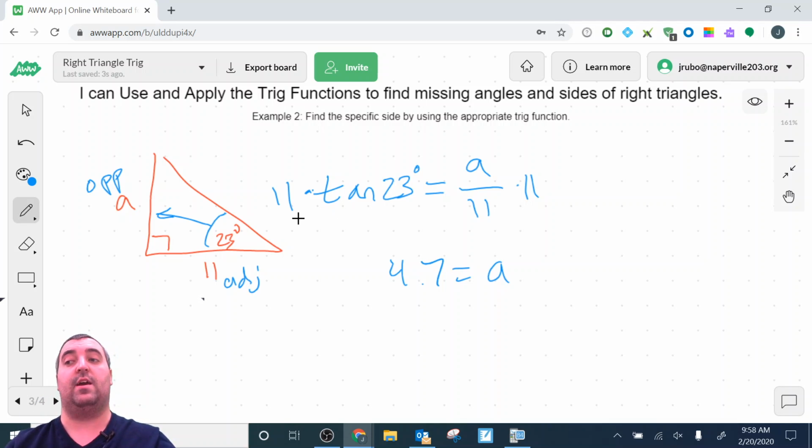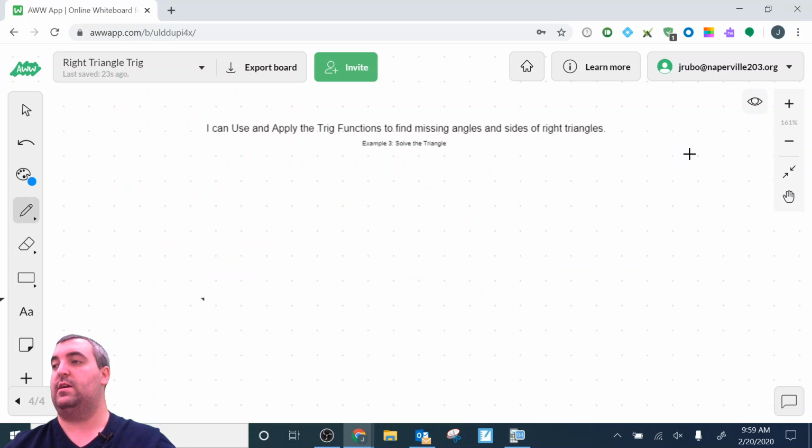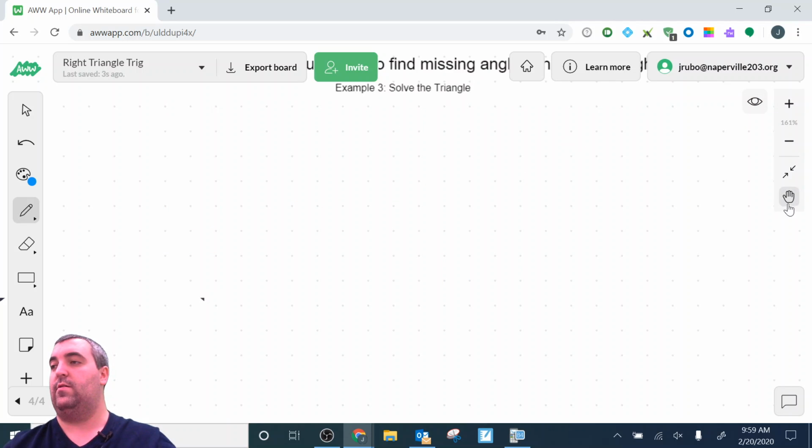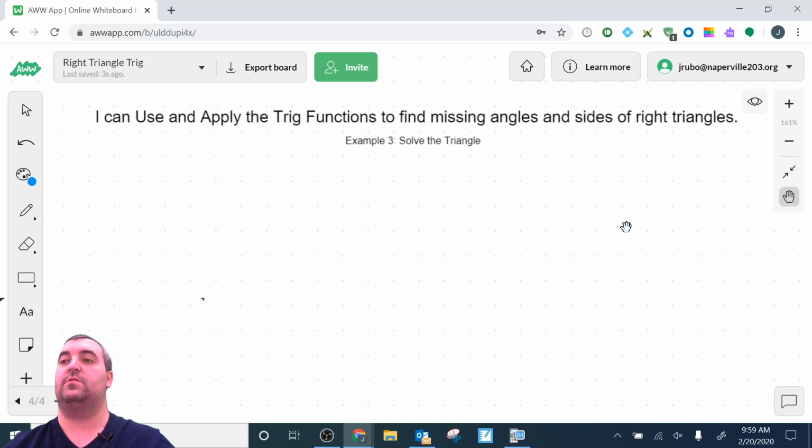Okay, so yeah, if you have to find a specific side and you're given one of them and an angle, you just use some trig, right? So sine, cosine, or tangent of the angle equals its corresponding ratio. Solve for that variable. Type it in the calculator if you need to. So 4.7, sorry, equals A.